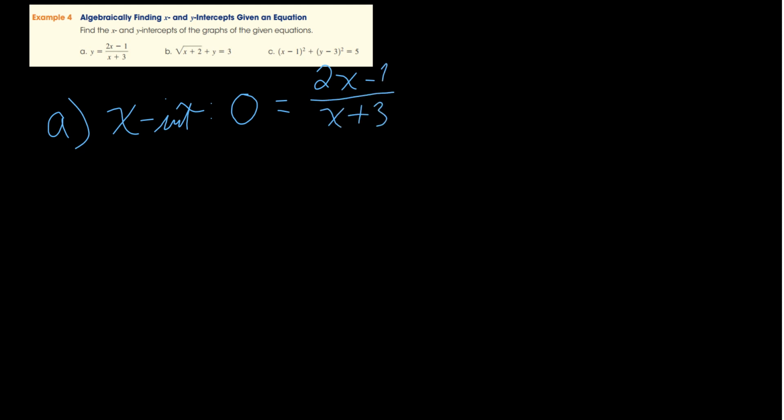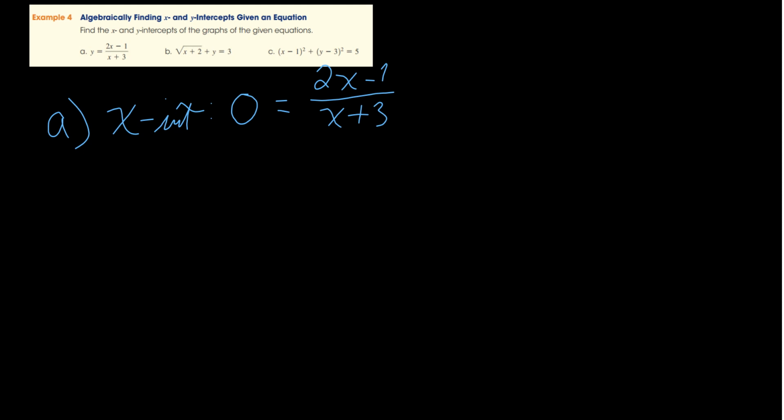Okay, so we'll start with blue. Find the x and y intercepts of the graphs of the given equation. So A. If I want to find my x-intercept, I need to set my y equal to 0. So I'll set my y equal to 0. So we've got 0 is equal to (2x minus 1) over (x plus 3). And I'm just solving for x here.